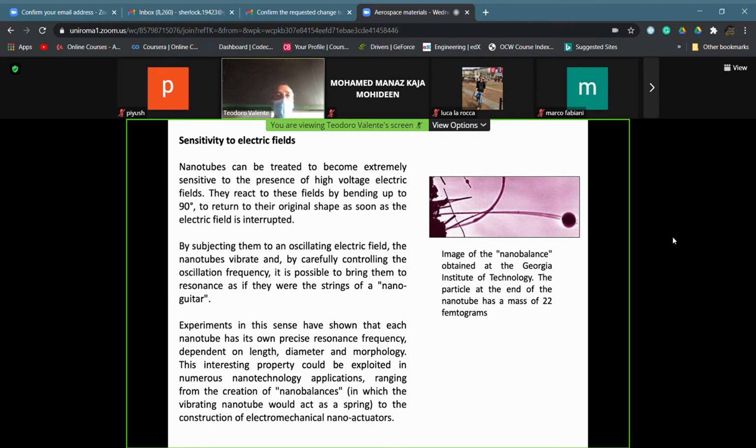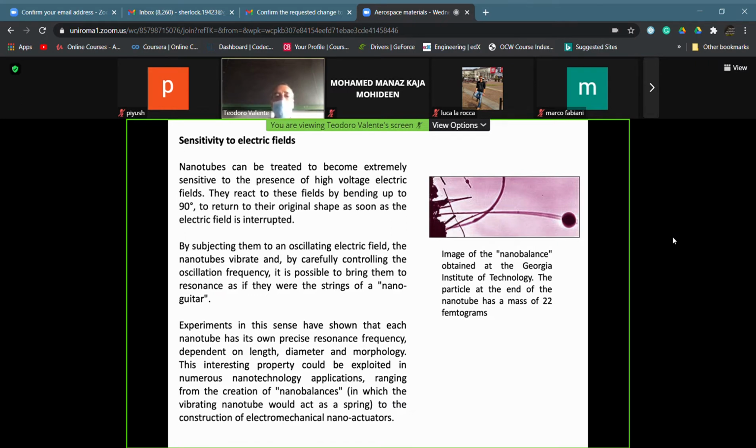Nanotubes can be treated to become very, very sensitive to the presence of a high voltage electric field. And they usually react to these fields by bending up to 90 degrees, as I told you, to return to the original shape as soon as the electric field is removed. And if we apply an oscillating electric field, these nanotubes can vibrate, can go up and down. By controlling, for example, the oscillation frequency, it can be possible to bring the nanotubes to resonance, as if they were the strings of a sort of nano guitar.